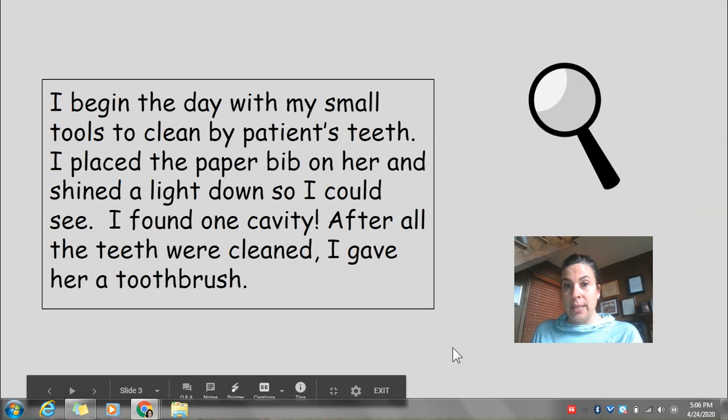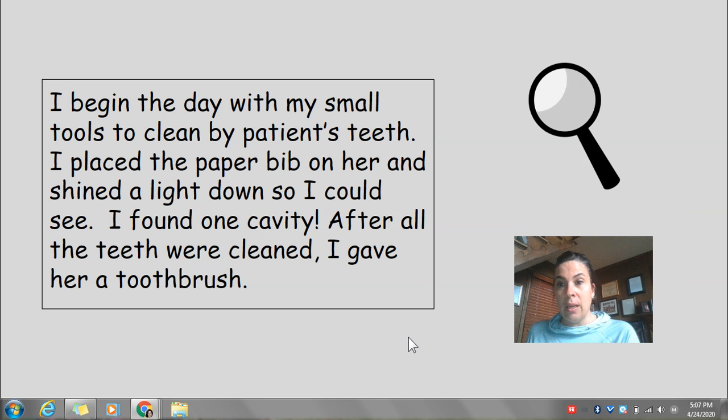Let's take a look at this one. I'll read it, and you can read along with me. You can always pause me if you'd like to read it yourself. I begin the day with my small tools to clean my patient's teeth. I placed the paper bib on her and I shined the light down so I could see. I found one cavity. After all the teeth were cleaned, I gave her a toothbrush.